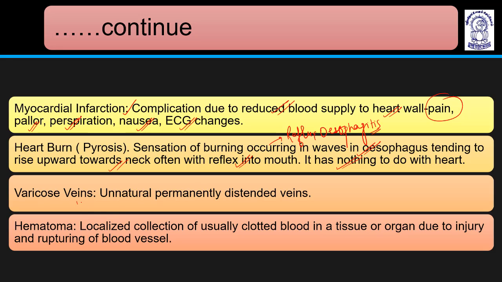Varicose veins are unnaturally, permanently distended veins, especially the saphenous vein.